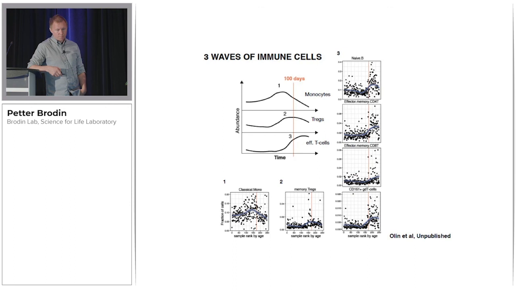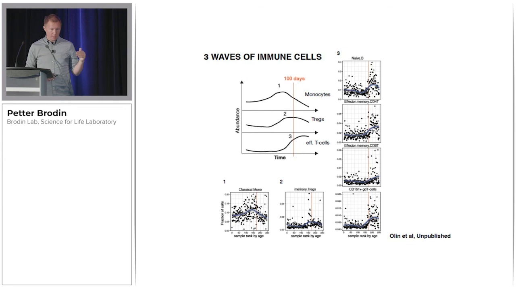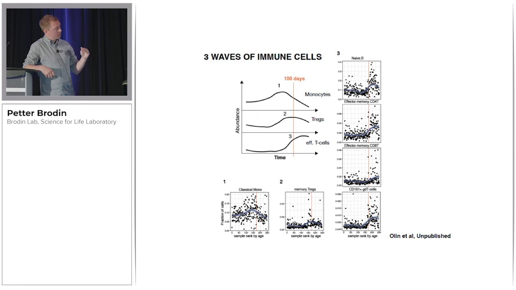And what we're seeing around the 100-day line, which is pretty intriguing to me at least, is that there are these three waves of pretty dramatic changes in immune cell composition in the blood. The first wave is basically a monocyte expansion, which is really transient, but that's the first thing that happens. After that, we see that Tregs, particularly memory Tregs, increase, and that is followed by the effector T cells, which also expand. And we're looking at clonal expansion to see if we can figure out whether this is a clonal event or not. We don't know that yet. But basically, there are these three waves, and this is very reproducible in all the children we've looked at, preterms and terms.